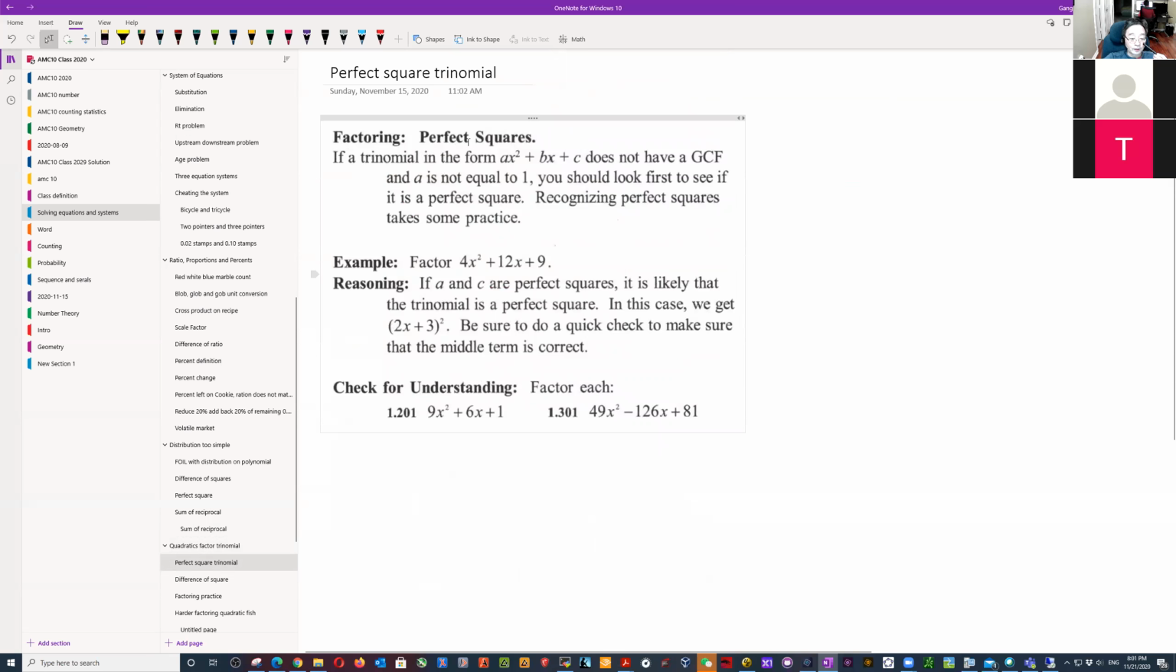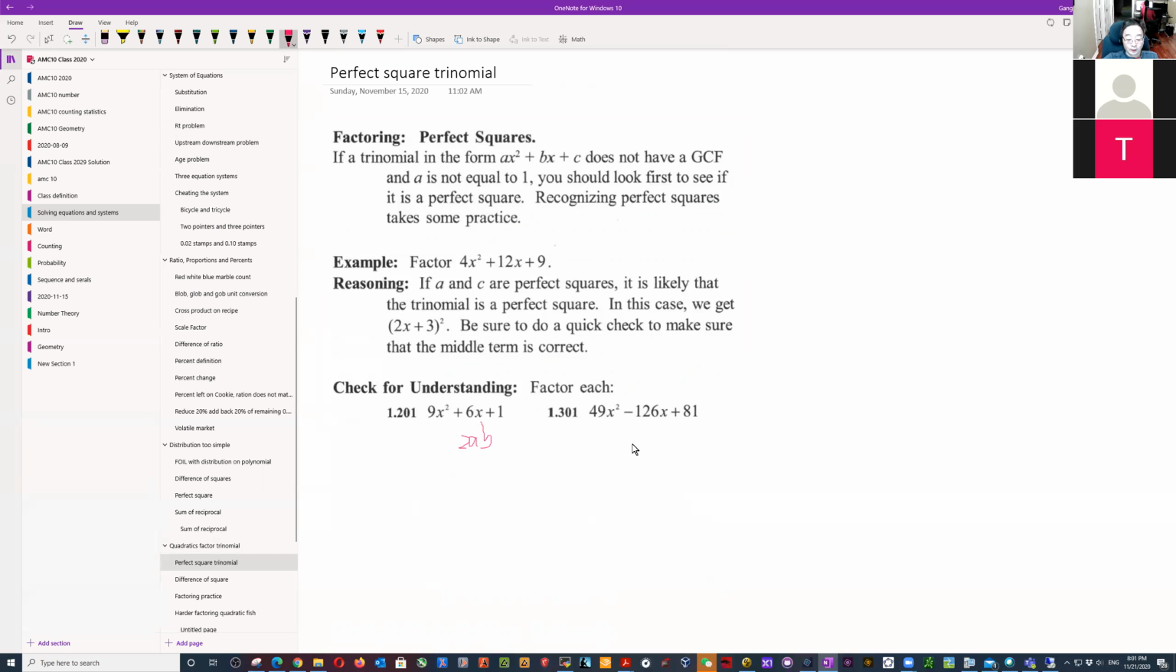Another case is the perfect square. For the perfect square, you just have to match each term, make sure it's a perfect square, and find the root of each term. Then if the middle term happens to be 2ab, it's a perfect square.